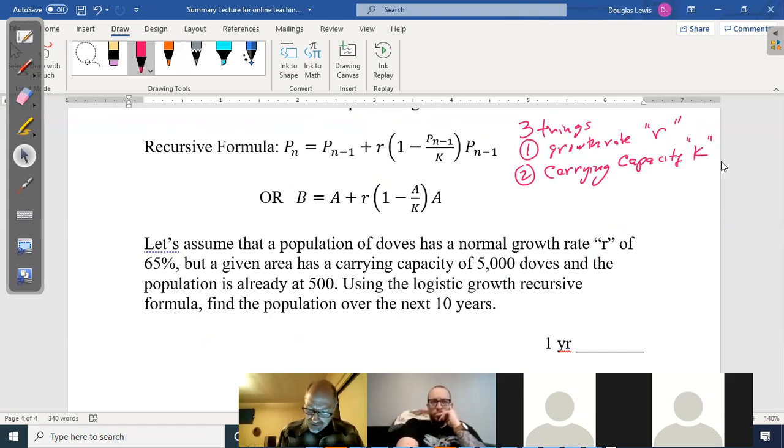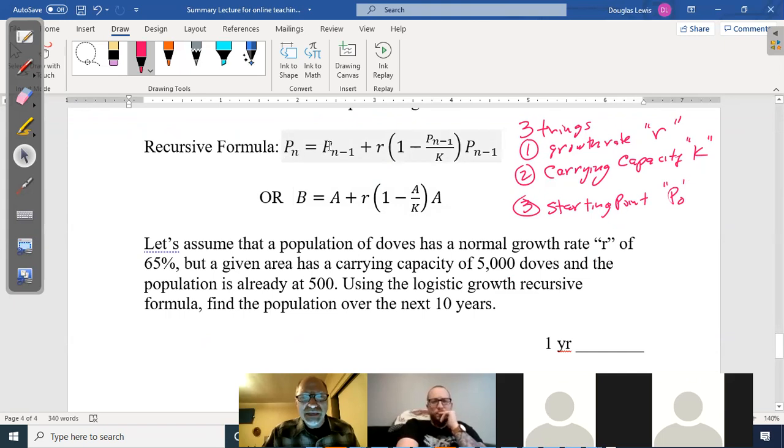And then the last thing you need is you're going to use at the end, you'll need a starting point. And that's what we usually call P sub 0, right? And notice, do you see a P sub 0 in the formula anywhere? No. P sub 0 only comes into play when you're looking for P sub 1. P sub 0 is the first value, so it's the one before P sub 1. So when you're looking for year 1, you have to know what P sub 0 is. It's the year before. P sub 0 is year 0. So you'll find that starting point.